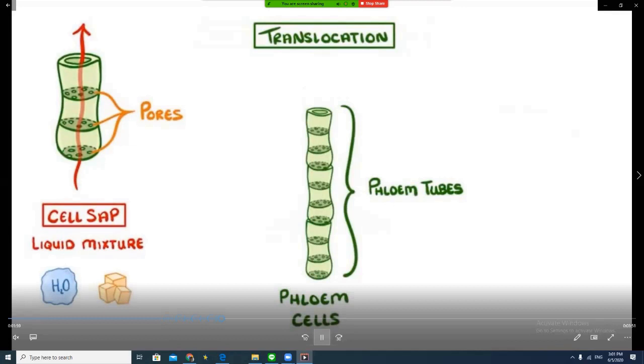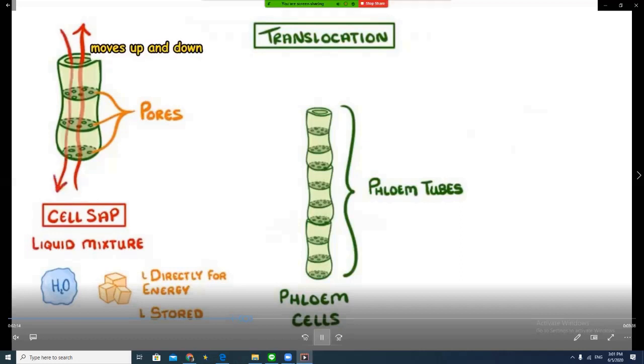The sugar, when transported, can be directly used for energy, or some of it can be stored or kept for later use. The direction of the movement in the phloem cells is up and down.